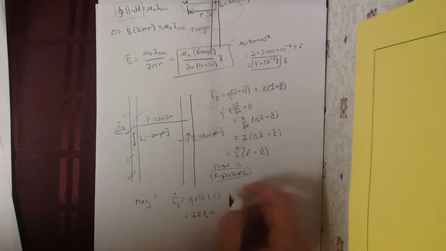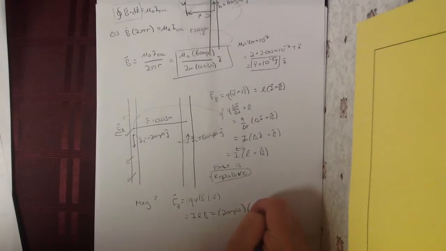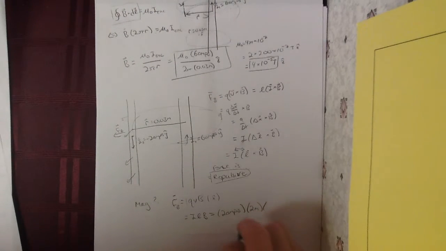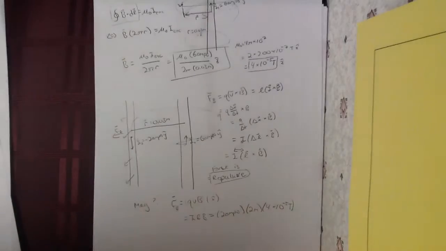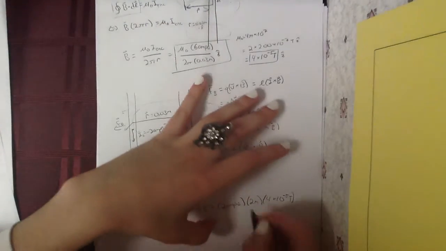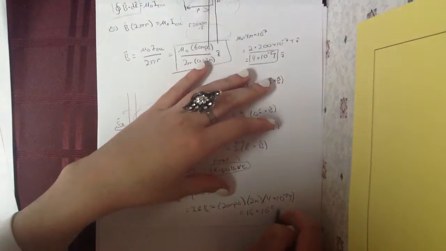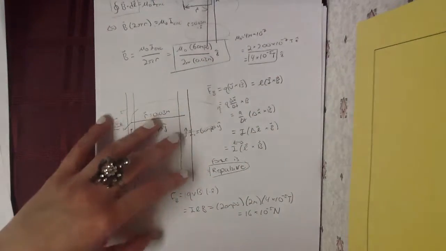in this case, which is equal to 2 amps. We're not using negative because that refers to the direction, times L, which is 2 meters long, times B, which is going to be the magnetic field, which of course we just found is 4 times 10 to the minus 5 Tesla. Okay? So it's just going to equal 16 times 10 to the minus 5 newtons. Okay? And that's it.